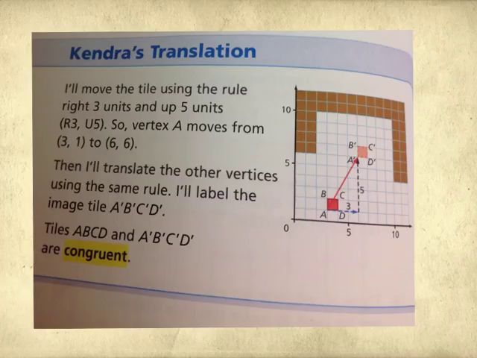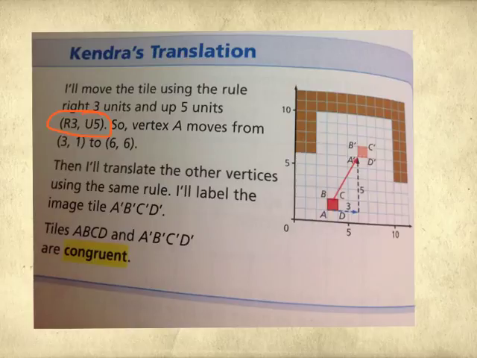She says, I'll move the tile using the rule right 3 units and up 5 units, which we can write, this is really important, so please notice this. We can write it as R3, U5. So vertex A moves from 3, 1 to 6, 6, and you can see she did that here. She went 1, 2, 3, and then up 1, 2, 3, 4, 5, and here it is.